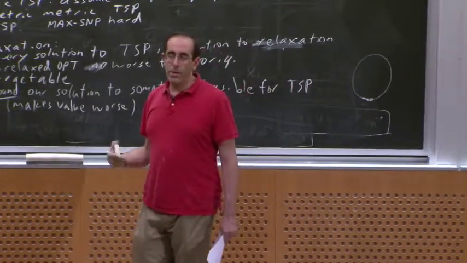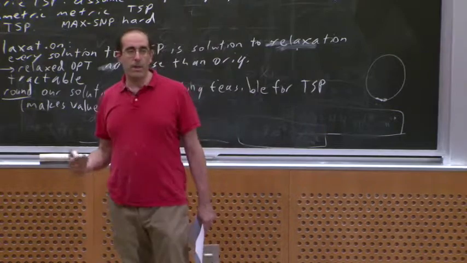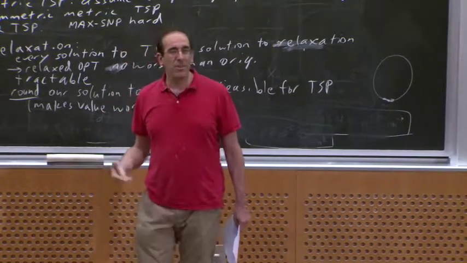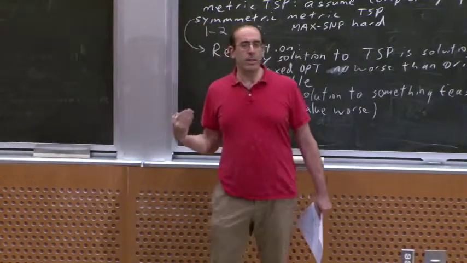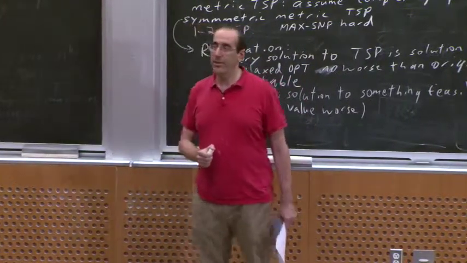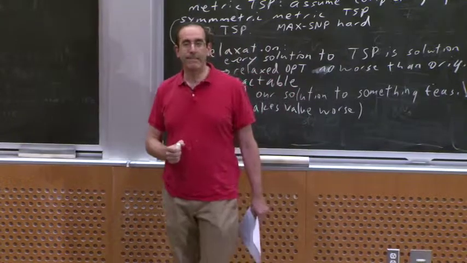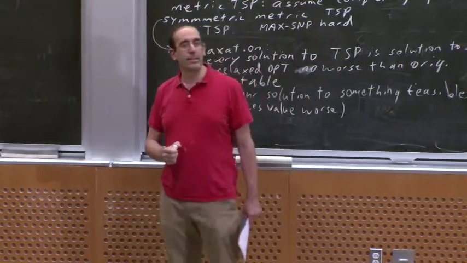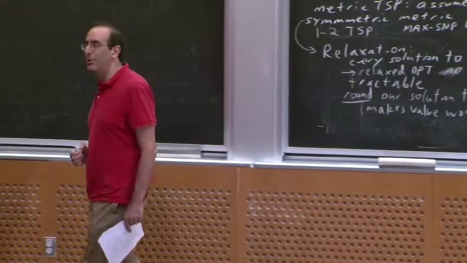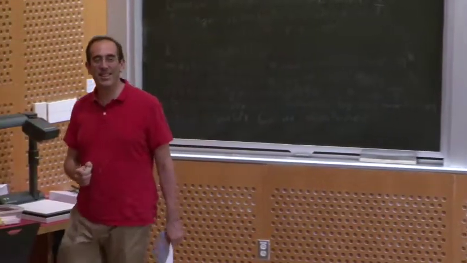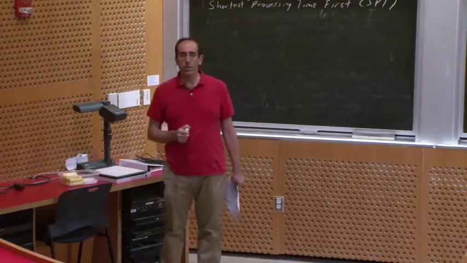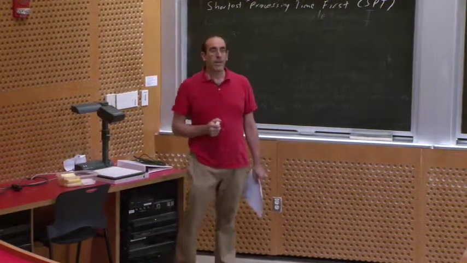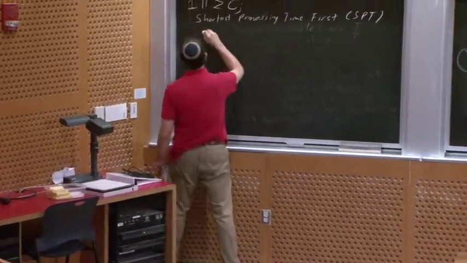Why is this intuitively a good idea? Well, if you do the small jobs first, you're finishing as many jobs as possible soon, so this is going to pull down the average completion time. So how good of an approximation do you think that this achieves? 2. Good guess. Any other ideas? What could get in the way of this being a good solution? Nothing. This is actually an exact solution.